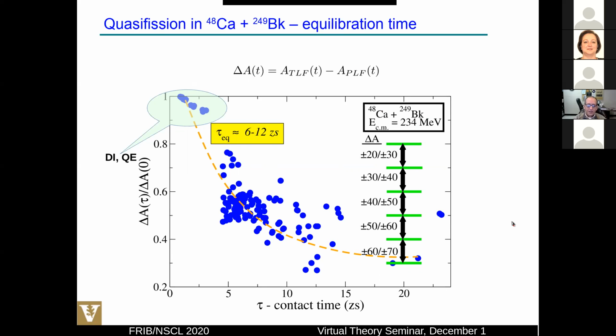All right, so equilibration. If you take all these results and say, okay, let's plot the final mass difference over the initial mass difference. So this is the mass difference of the final fragments divided by the initial mass difference. And you see here, this is the quasi-fission region, and you see sort of a trend of things going down as the contact time increases.